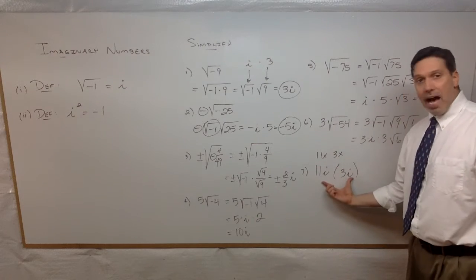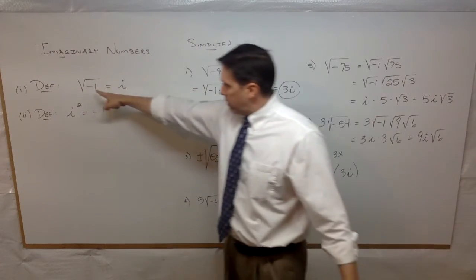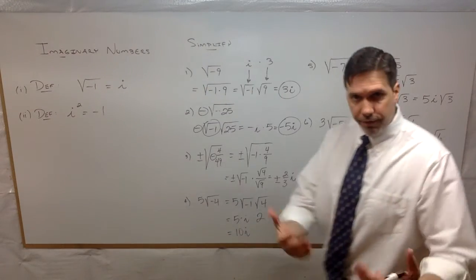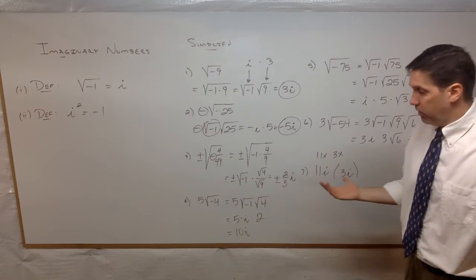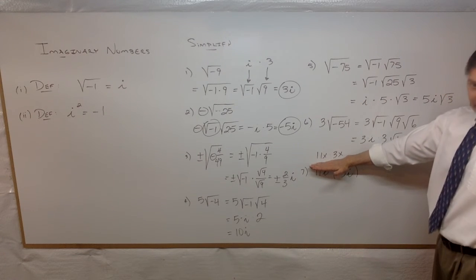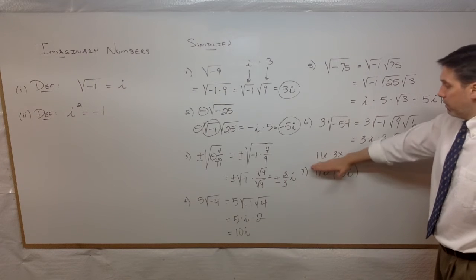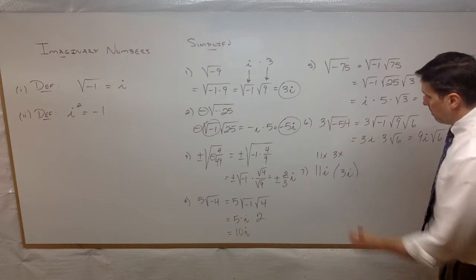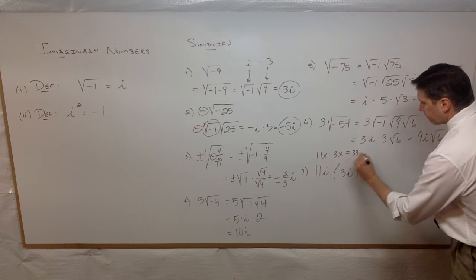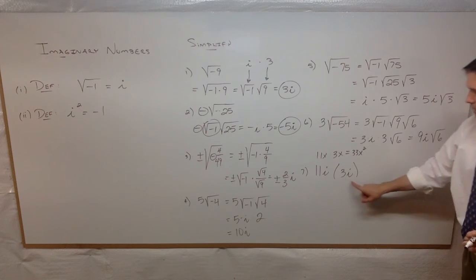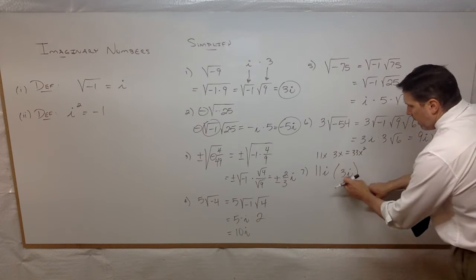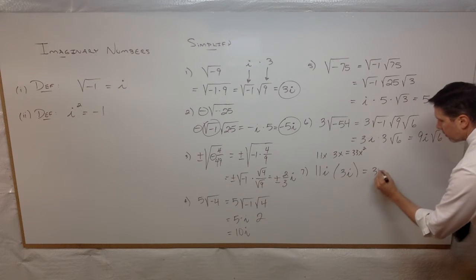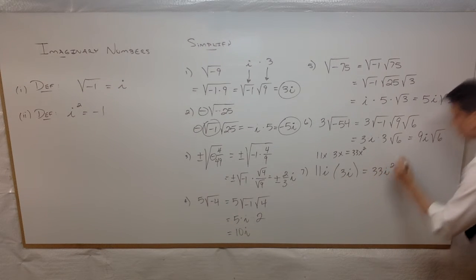Now, i is not a variable. i is very specifically representing the square root of negative 1. A variable could represent any value, right? Like 11x, x could represent any value. But if you took 11x times 3x, you would say that's 33x squared. Well, likewise, we can treat these imaginary numbers the same way. 11i times 3i, we can call it 33i squared.